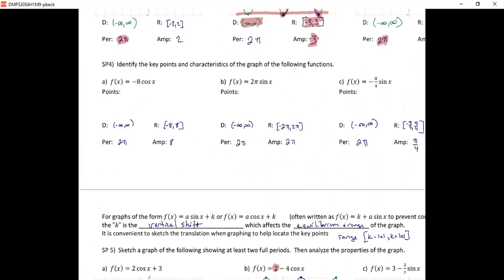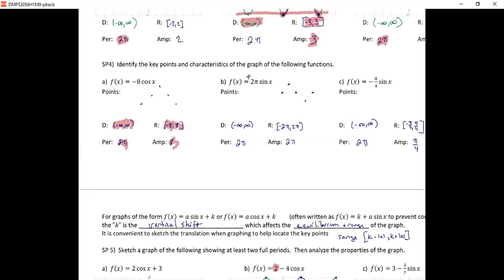More importantly, when I look at this, it is a negative cosine graph, so I'm expecting trough to 0 to peak to 0 to trough. What is our domain? All real numbers, because it's a cosine function. Range would go from -8 to 8 because there is no vertical shifting. Your period is still 2 pi because we haven't seen anything that's changing that yet. Our amplitude is 8.